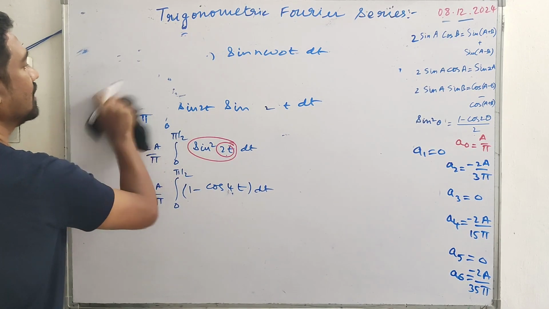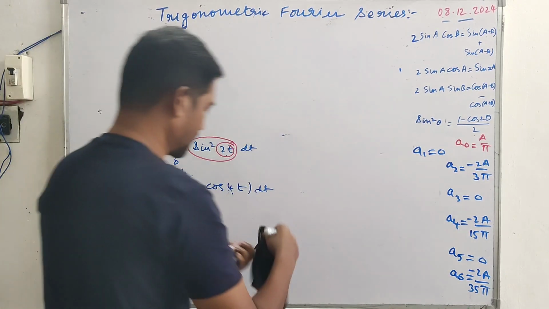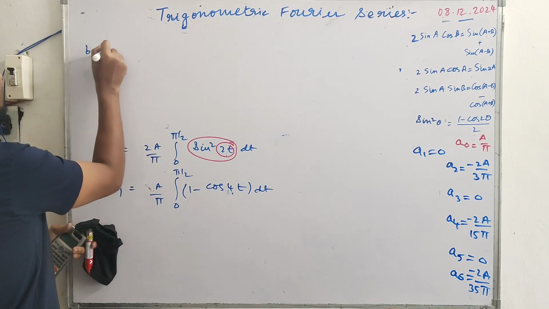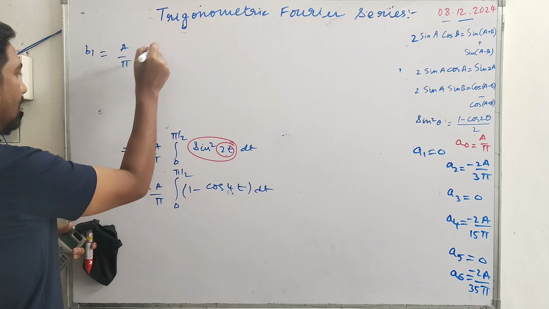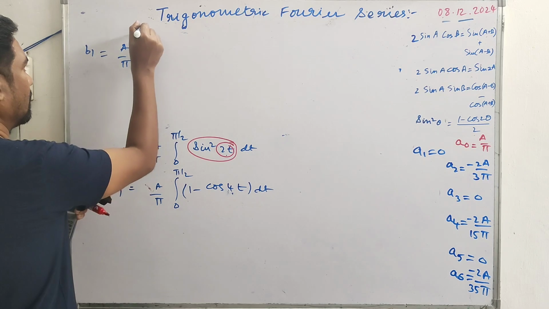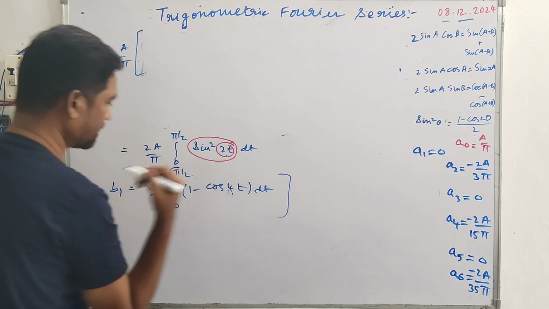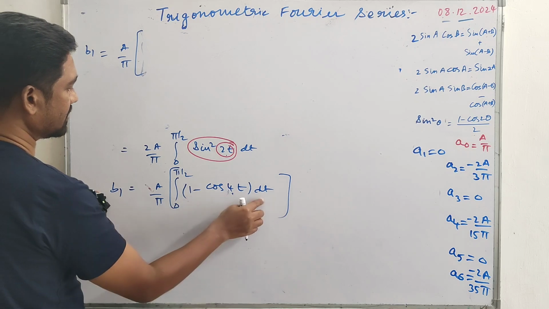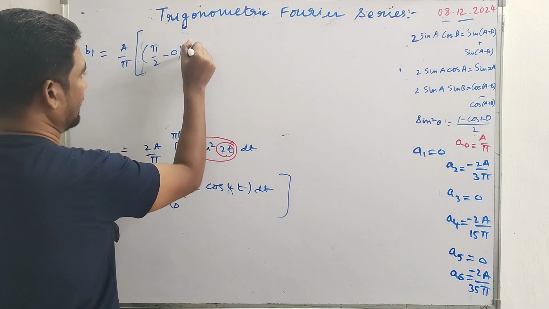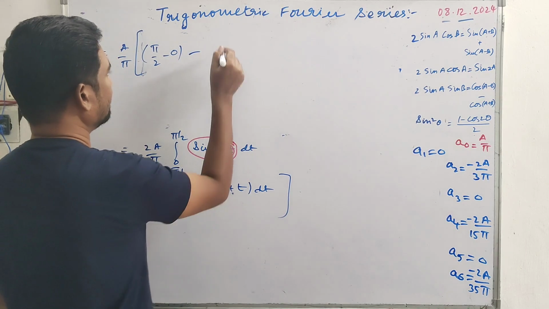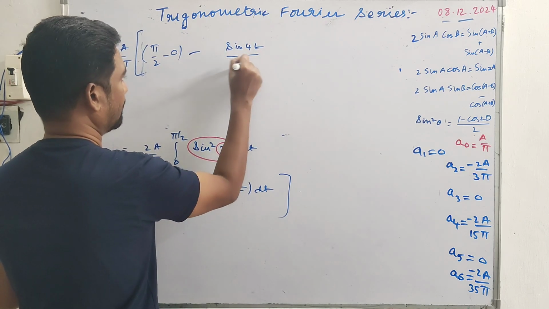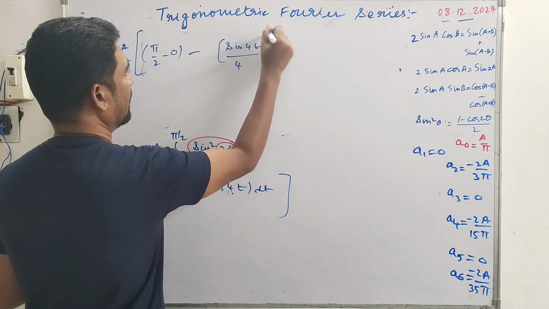This is how we calculate for B2, B3, B4, B5. The video is being lengthy, I'm delayed, so calculating only for B1. B1 will be equal to a by pi integral 0 to pi by 2, direct integration. So go for a bigger bracket. Integral 1 dt, it's pi by 2 minus 0 for this one, minus integral cos 4t, it's sine 4t by 4 with the limits 0 to pi by 2.